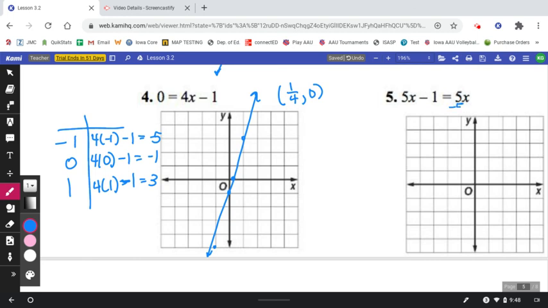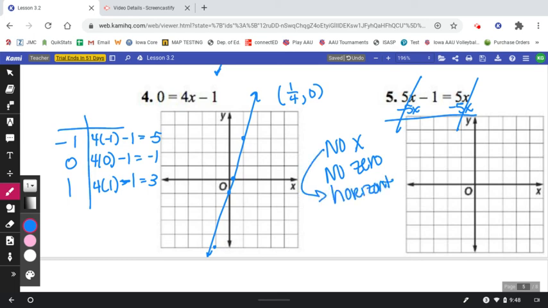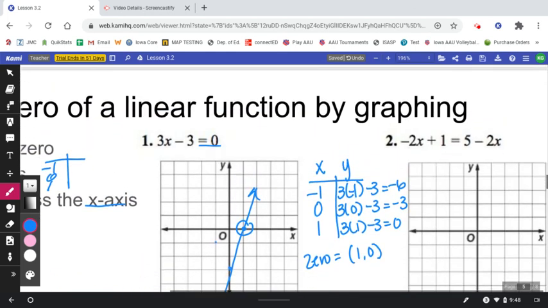On number 5, first thing I need to do is subtract 5x from both sides, which will cancel these out. So no x is left, and then there's no 0, because if there's no x in an equation, we know it's a horizontal line. So there's no x-intercept. Same thing on this one. When I add 2x to both sides, they cancel out, and so there is also no 0.